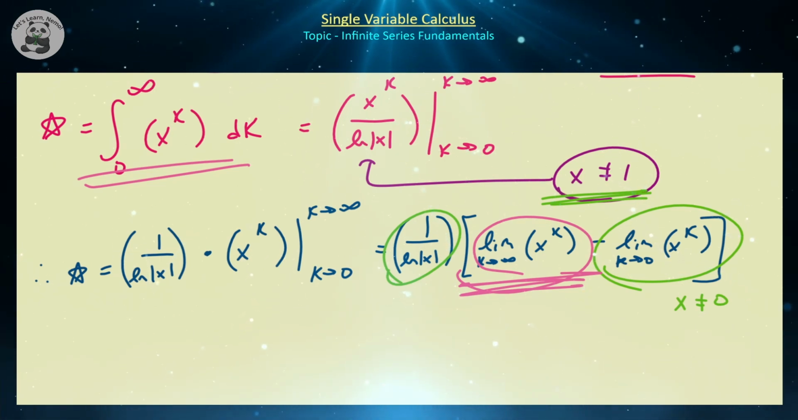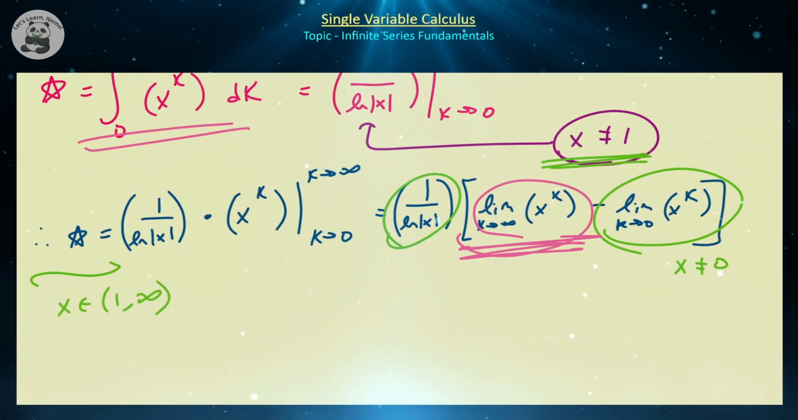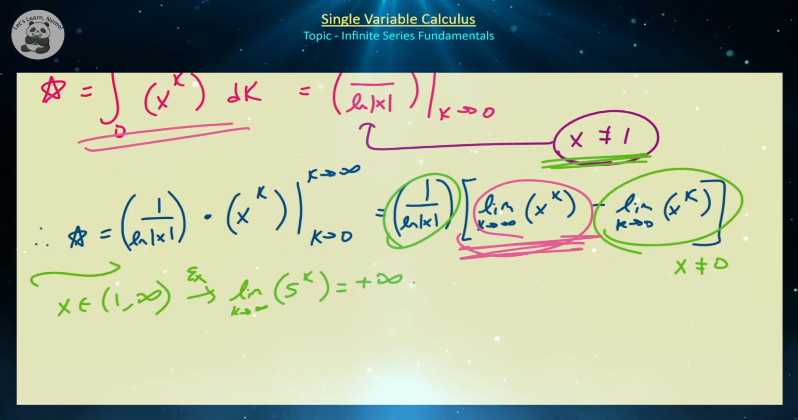We actually already know when that particular expression converges or not, because, for example, if x belongs to the interval 1 to infinity, then we're going to have, as an example, the limit as k goes to infinity of 5^k. We know that's going to be equal to positive infinity, so that diverges, obviously, when x belongs to that interval.